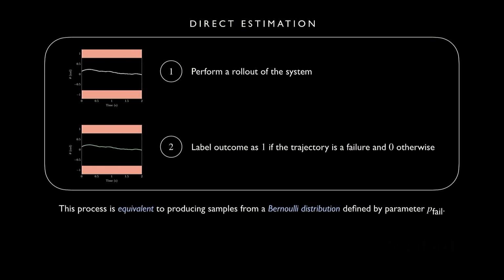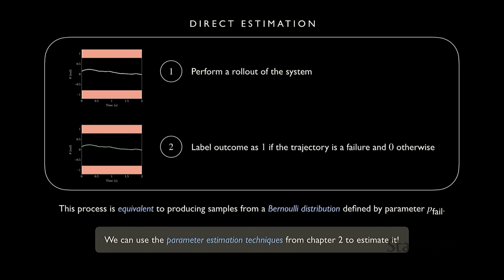The reason that I'm going through the trouble of writing everything down like this is because we can then think of the problem as just a parameter estimation problem, which is what we were doing when we were doing the system modeling chapter, chapter 2. And so we could use those same exact techniques from chapter 2 to go ahead and estimate the probability of failure.